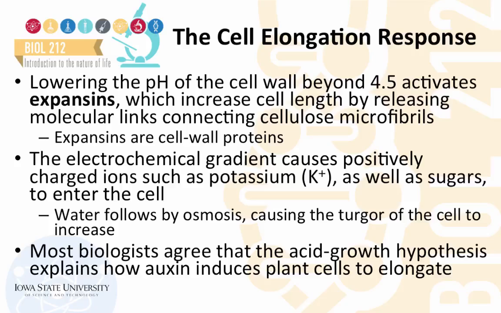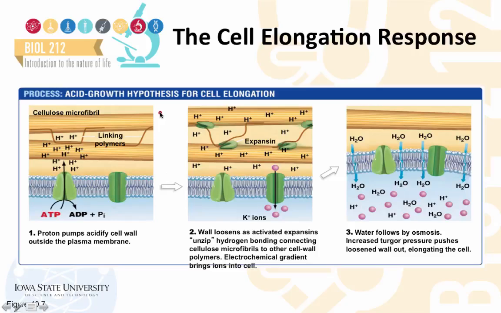The electrochemical gradient causes positively charged ions such as potassium as well as sugars to enter the cell. Water follows these solutes by osmosis, causing the turgor of the cell to increase. Most biologists agree that the acid growth hypothesis explains how auxin induces plant cells to elongate. This image illustrates the acid growth hypothesis for cell elongation.